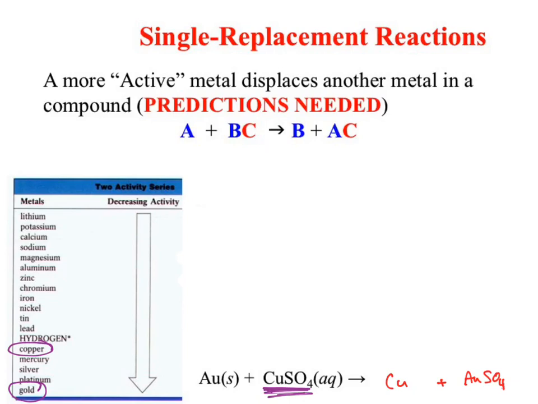So, interesting observation. Notice gold is at the bottom of the activity series. Okay. Is that something we might have already predicted? If we think about all the metals, would we have expected gold, platinum, and silver to be found at the bottom of the activity series?